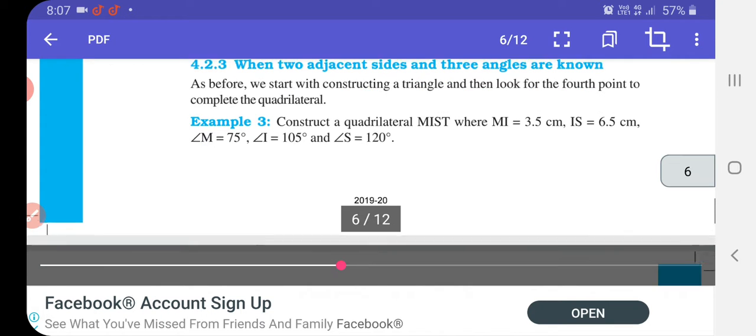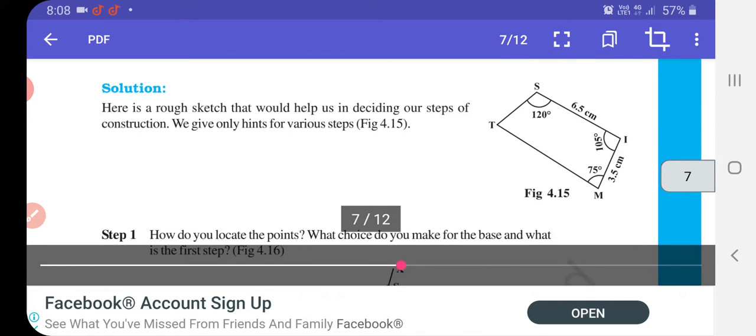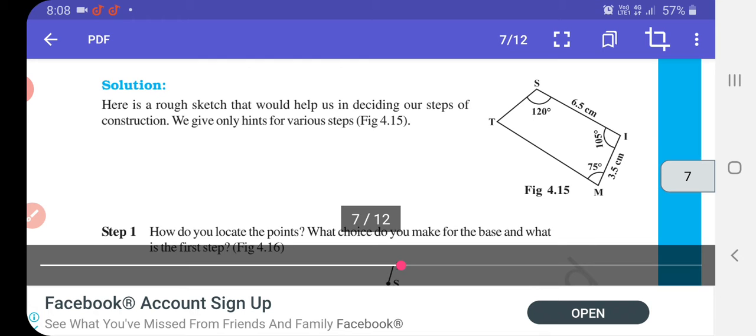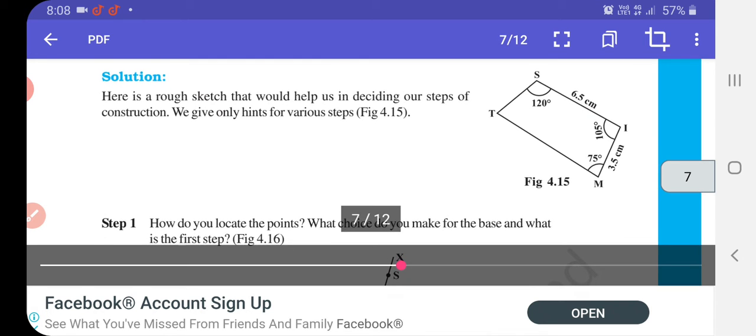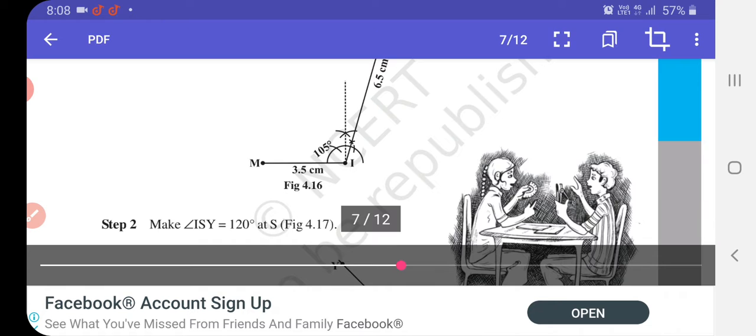Let's see. Construct a quadrilateral MIST where MI is equal to 3.5 centimeter, IS is equal to 6.5 centimeter, and three angles are given: angle M, angle I, and angle S. Now let's construct. First of all, draw a rough diagram. So you have to decide what your steps of construction are. First, we draw MI, 3.5 centimeter.